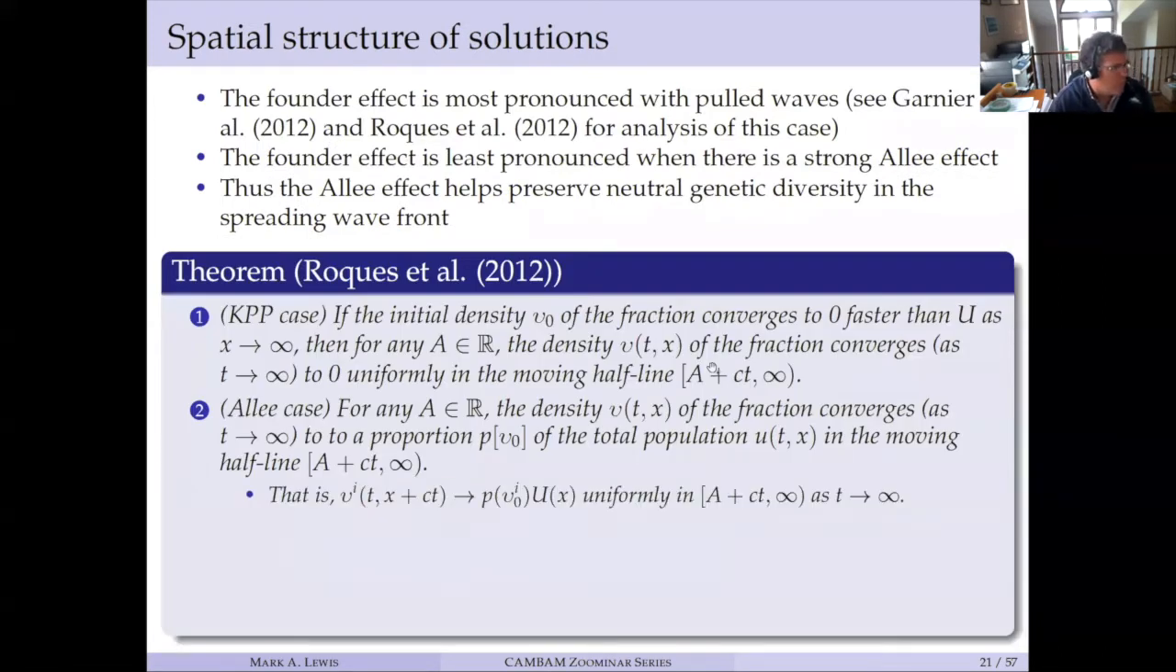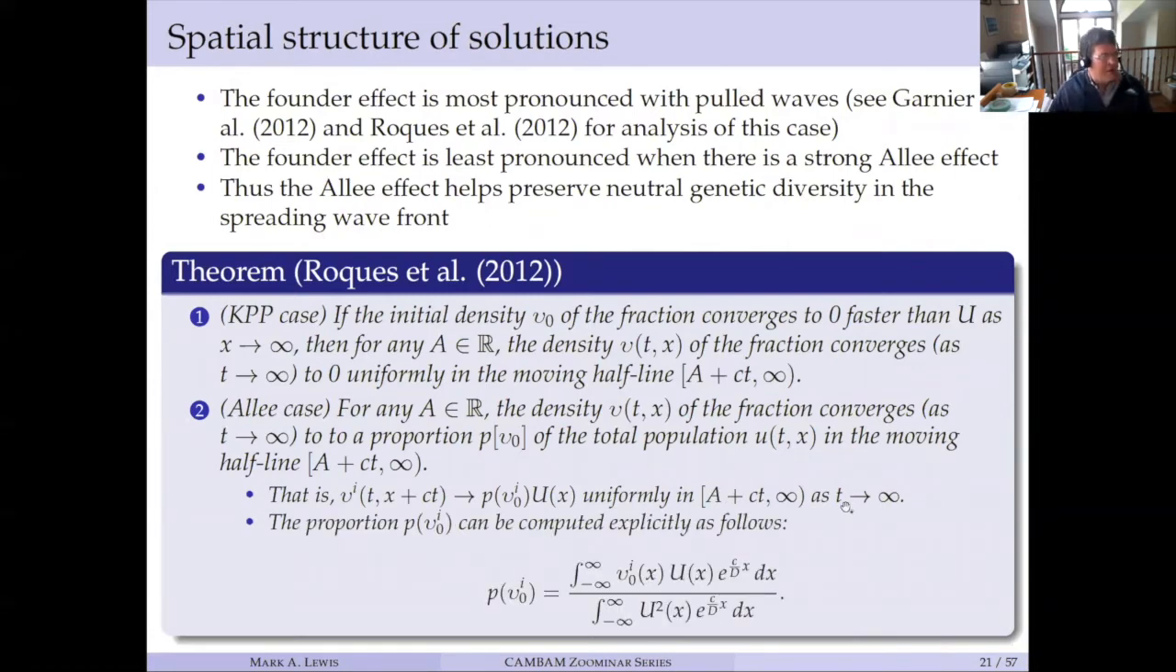And so each of these converge to some proportion P of this traveling wavefront uniformly as time goes to infinity. And it turns out it's a sort of a beautiful result because that proportion can actually be computed explicitly. And there's a formula for that. And the fact that this theorem works relies on the fact that these dynamics for the neutral fractions are actually linear equations. And so we can do lots of things with them.